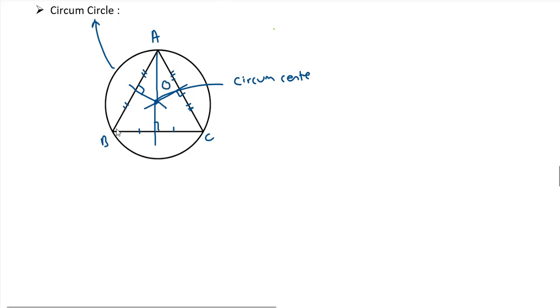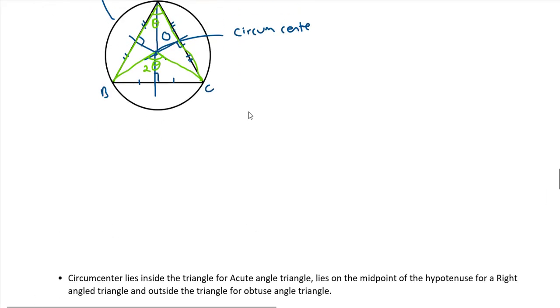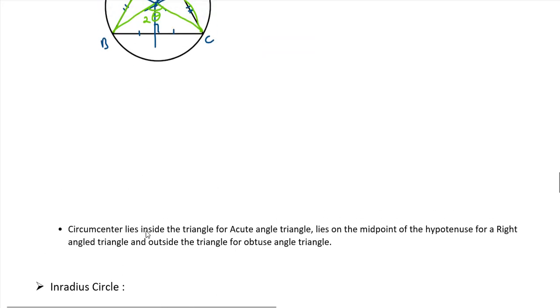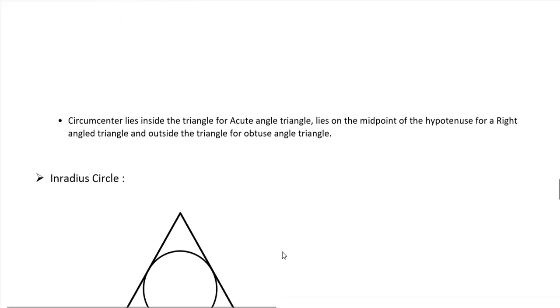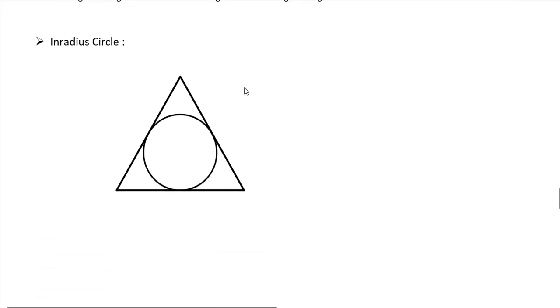Then the angle subtended by any side of the triangle at the circumcenter will be twice the corresponding vertical angle. So this is a vertical angle. If this angle is theta, this angle will be 2 theta. An important point to note here is the circumcenter lies inside the triangle for an acute angle triangle. It lies on the midpoint of the hypotenuse of a right angle triangle and outside the triangle for an obtuse angle triangle.